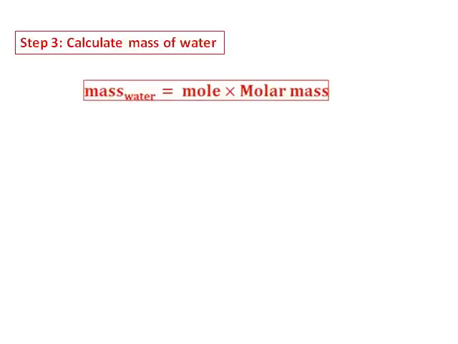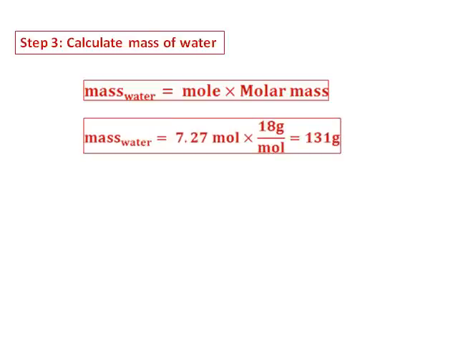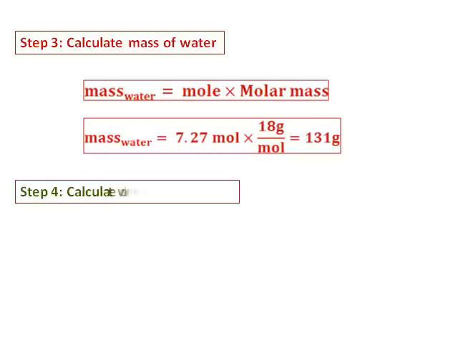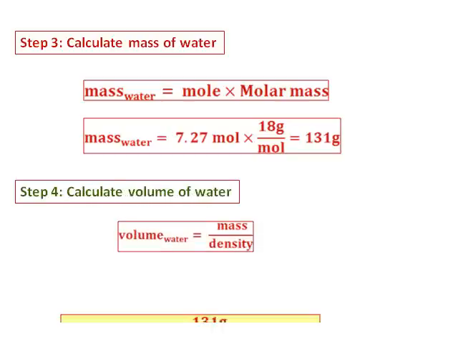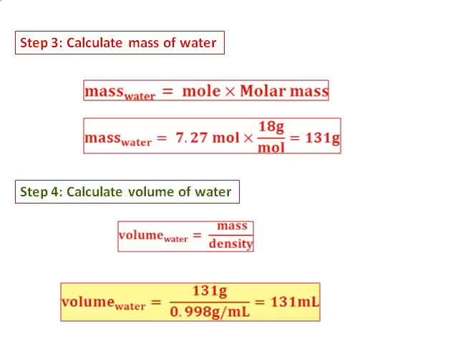So we just did step 1 and step 2. We'll go to step 3 to calculate the mass of water. Mass of water is equal to moles times molar mass, and we've just calculated the moles and we know the molar mass. So calculate the mass of water. Once I calculate the mass of water, using the density I can get the volume of water, and the volume of water comes out equal to 131 milliliters. Or in other words, this is the amount of water that should be added to the ethanol to cause a boiling point elevation.